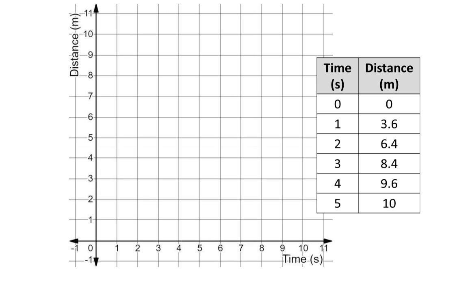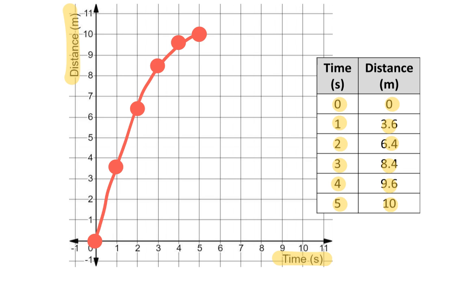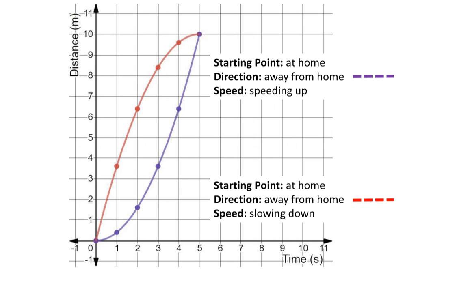I'm now going to graph the information from my table of values in my distance time graph. Lastly, I'm going to draw a curve through my points. Therefore, when you have an object that starts at home, moves away from home, and is slowing down, in other words, decelerating, this is what its distance time graph looks like.